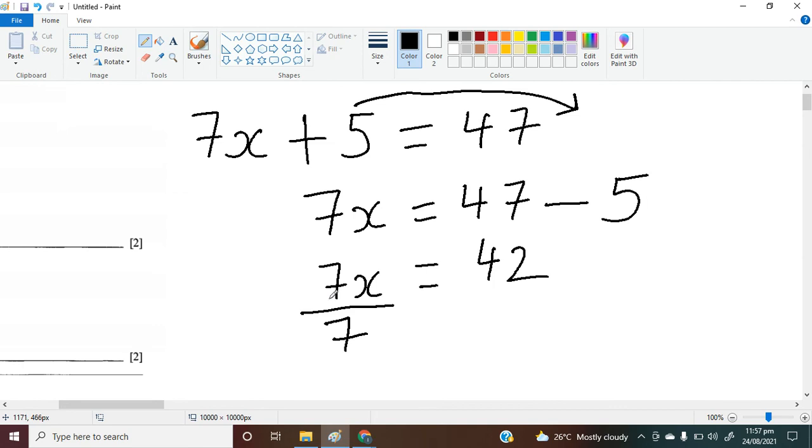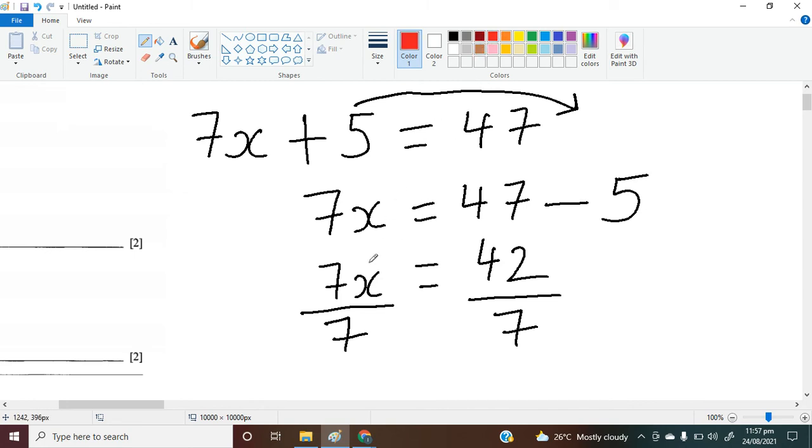And so we divide this side by 7, but you cannot just do it to one side. You must do it to both sides. That's how the rule states. Whatever you do to one side, you must do to the other side. And so we divide by 7 on both sides. What's the next thing we're going to do? We're going to cancel out.